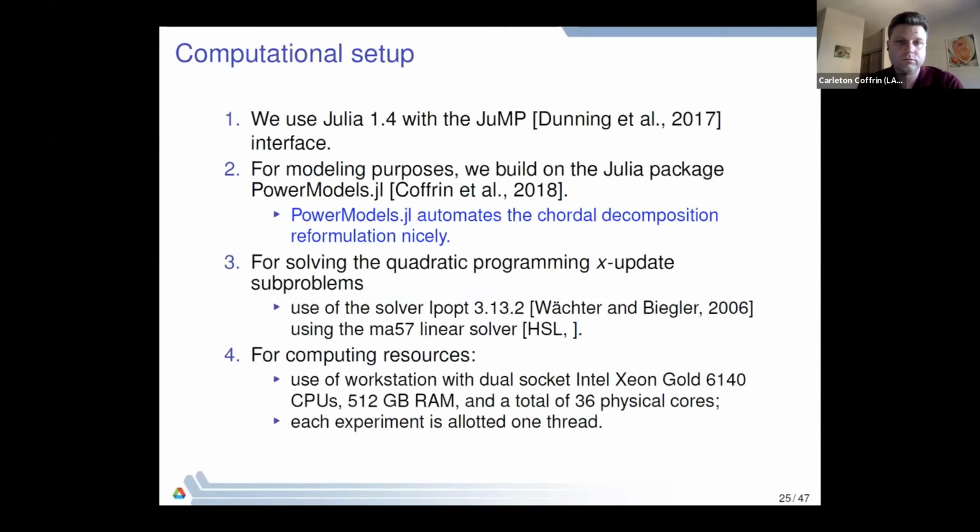So for computational experiments, we use Julia 1.4 with the JuMP modeling interface. We built on the PowerModels package, and that package was helpful. It automates the chordal decomposition reformulation nicely. For our experiments, we use Ipopt with the MA57 linear solver. So we do not use GPU quite yet. We're still in proof of concept, and then we have our computing resources.